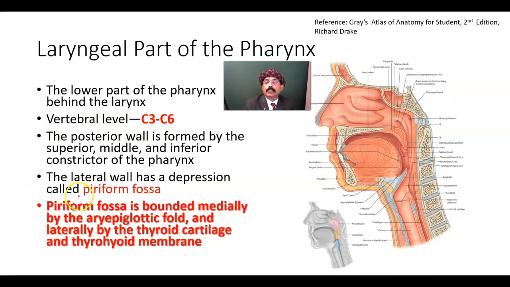The lateral wall has a depression called the piriform recess, present on the side here, not very distinct here, but we'll see it certainly. The piriform fossa is bounded medially by the aryepiglottic fold, and laterally by the thyroid cartilage and thyrohyoid membrane.